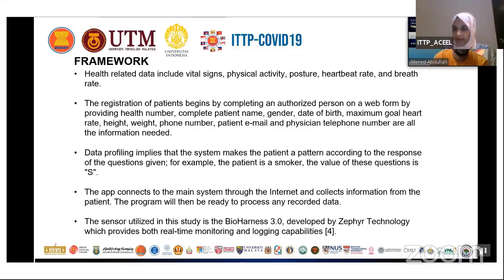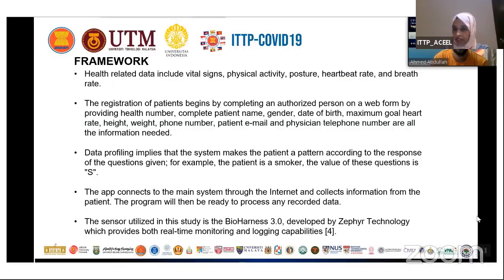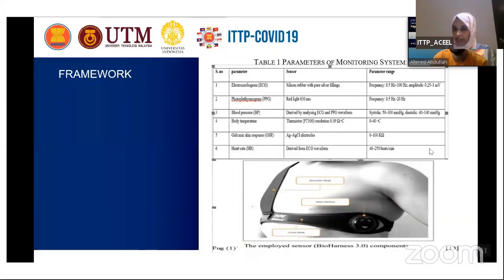The sensor utilized in this study is the BioHarness 3.0 developed by Zephyr Technology, which provides both real-time monitoring and logging capabilities. Next, this is a table of parameters of the monitoring system, and this is the device I use in my paper.